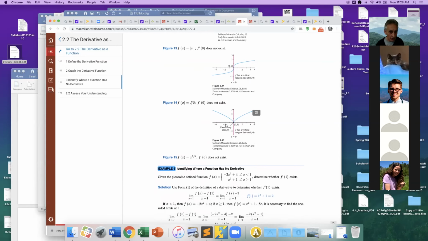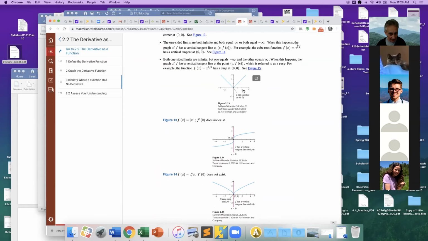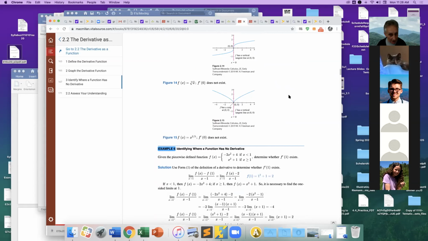So if there's a corner, and this one here, you could call that a corner, but it's going to infinity. The cusp, it's got infinity going from both sides. So this is not differentiable. This is not differentiable. This is not differentiable. Those three situations are the three things you've got to be concerned about.